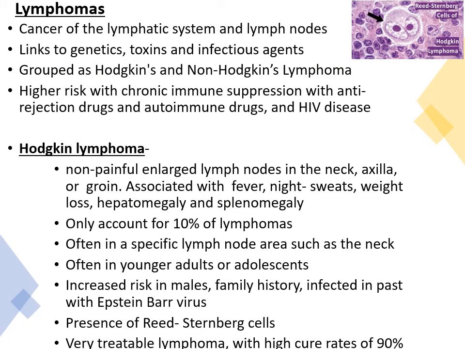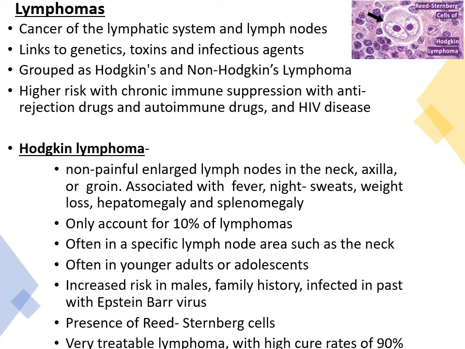Okay, so lymphomas are typically broken up into two groups: Hodgkin's lymphoma and non-Hodgkin's lymphoma. So let's just look at the difference a bit. So as I mentioned, in general, lymphomas are cancers of the lymphatic system and the lymph nodes. And there's definite links to genetics. So some of them can run in families. Some of them are linked to toxins. And some of them are even linked to infectious agents. So, for example, there's a virus called Epstein-Barr virus that's linked to developing a lymphoma later in life.